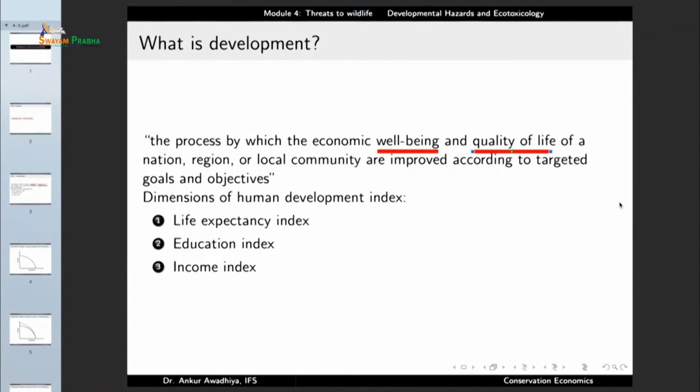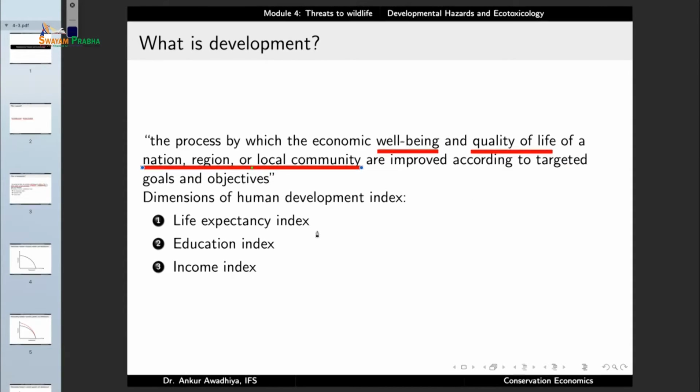So, there is a difference between growth and development. Growth is an increase in size, whereas development is an increase in well-being or an increase in the capabilities. So, in the case of economic development, we are talking about the economic well-being of a nation, region, or local community. So we can look at development at different scales. We can look at development at the scale of a nation or region or a local community. But when the economic well-being increases and also the quality of life increases, then we say that there is an economic development that is occurring.